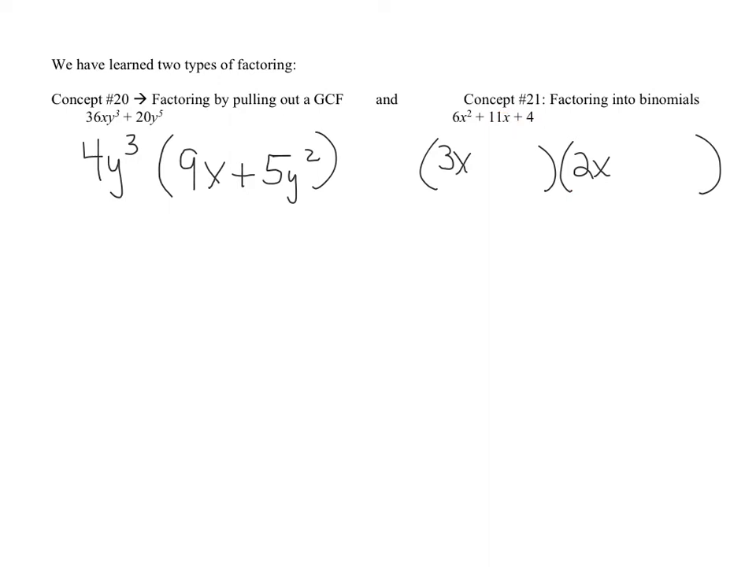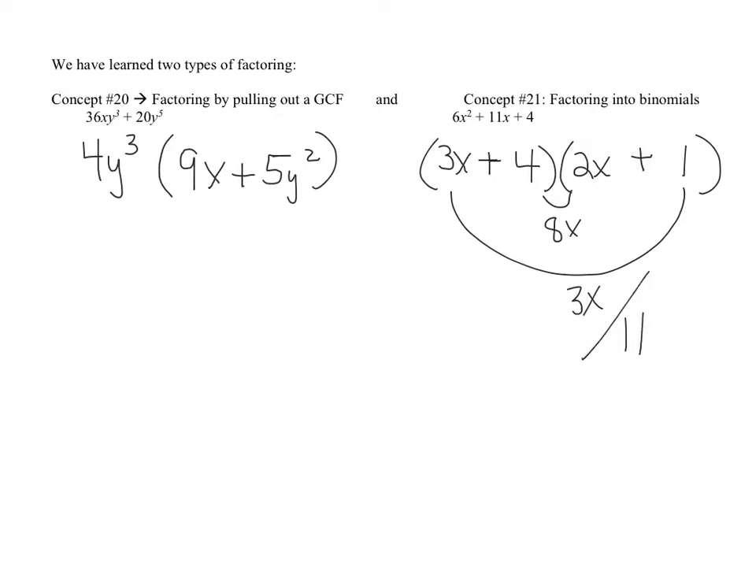And so I should probably pick something else for 4, which is 4 and 1. So let's think through this. If I put the 4 right here, that would give me 8x. And if I put the 1 here, that would give me 3x. And is 3x and 8x going to give me 11x? It absolutely is. So that means that I'm going to put 4 here and 1 here. And I know that both the signs are positive because the last term is positive and the middle term is positive. So if the whole problem is all plus signs, it's going to be plus plus. And so just to double check, my inners are 8x, my outers are 3x. If I put them together, that's 11x.